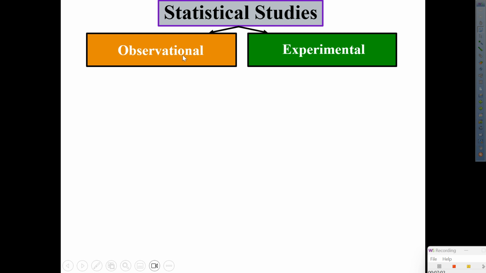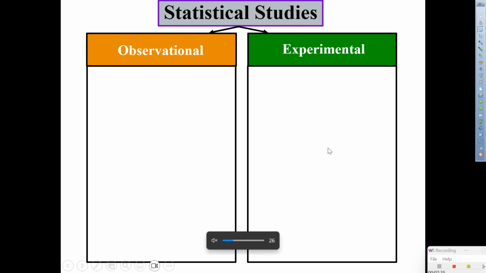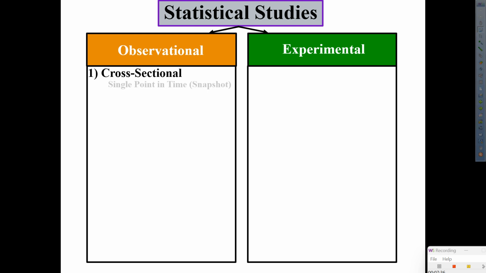So to add to observational, I'm going to start with that. Observational, there's 3 most common observational studies. The first one is known as cross-sectional. What does that mean? Cross-sectional is when you do a study and you go to a specific point in time and just look at that moment and make a study out of whatever it was.